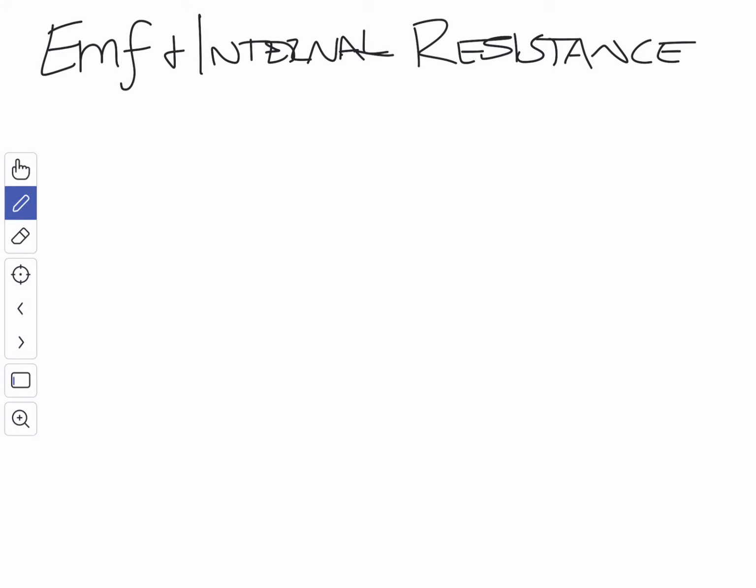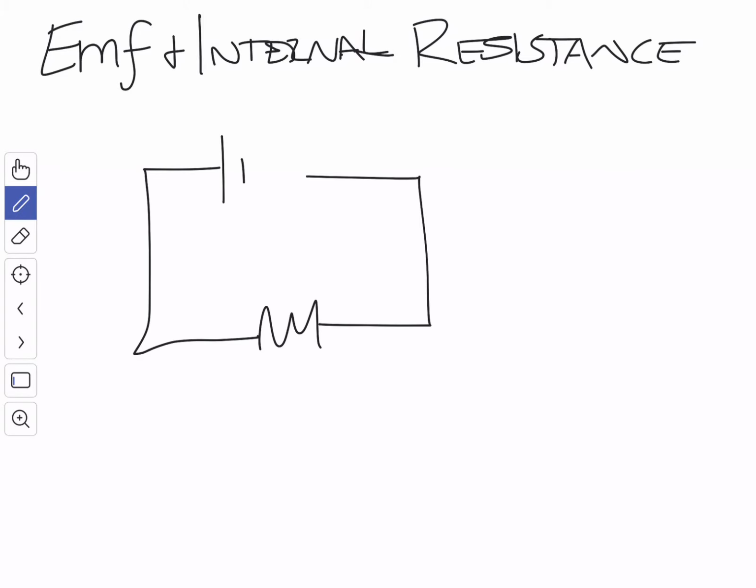Okay, so this is going to look at EMF and internal resistance. EMF is known as the electromotive force, or the idea of what a battery is providing to cause electrons to move throughout a circuit. So if we take a normal circuit, here is our load resistance, and then there is some voltage provided by the battery. So this here is going to be my EMF, just another fancy word to say voltage.